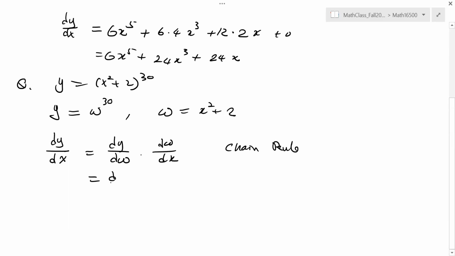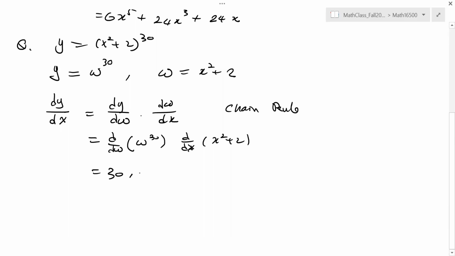So then dy over dx: y is w to the 30th, and w is x squared plus 2. Now using the formula, it's 30w to the 29th, and here it is going to be just 2x, because the derivative of x squared is 2x. Right, so we're almost there. Then what is w? W is x squared plus 2. So 30 times 2 is 60x, then (x squared plus 2) to the 29th. That's good. So that's it.